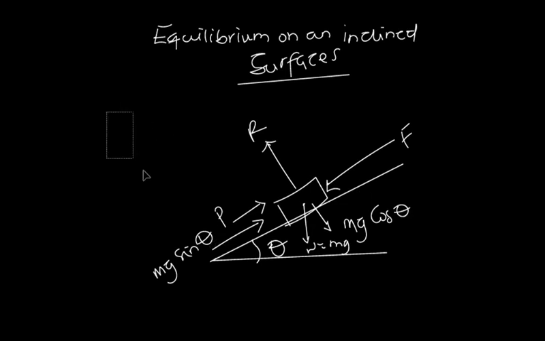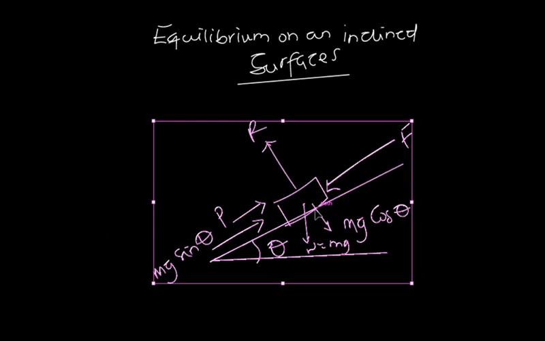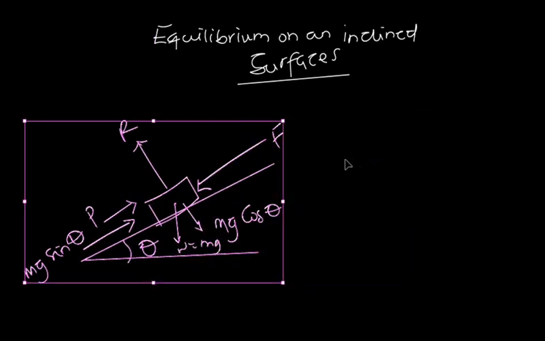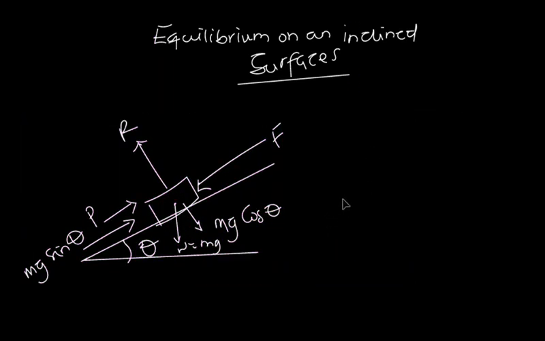Now we have different horizontal and vertical forces acting on this body. Let's have a look at the forces acting on this body in this example. For the parallel forces, the forces that are parallel to the line, we can see that we now need to add the applied force to the frictional force to give us the force that is preventing the body from coming down.